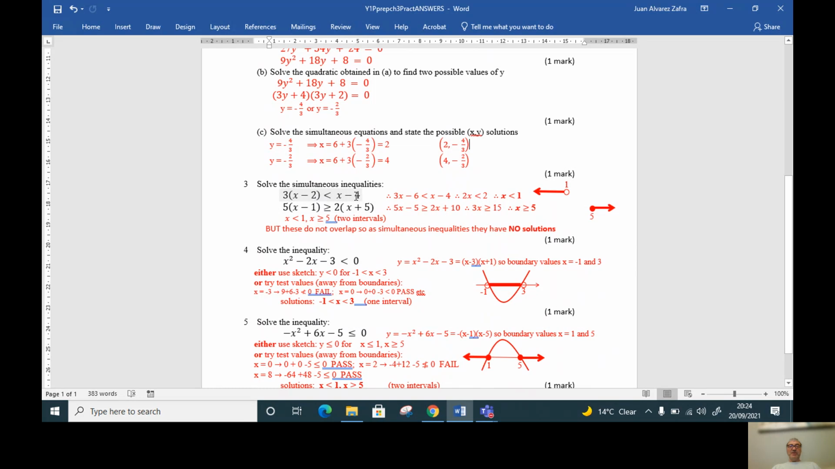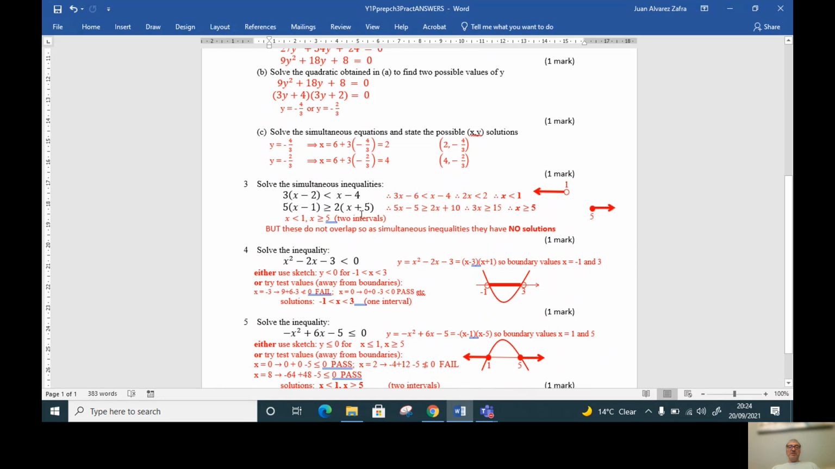So multiplying out the first inequality, we get 3x minus 6 is less than x minus 4, and now subtracting x from both sides and adding 6 to both sides, I get 2x is less than 2, which means that x is less than 1. And we can represent this diagrammatically with a 1 not wanted and all the values below it wanted. So these are the values strictly less than 1, in other words, any real number up to but not including 1.